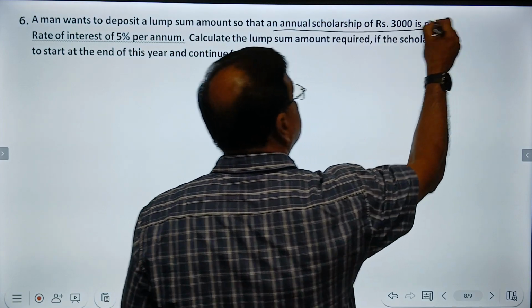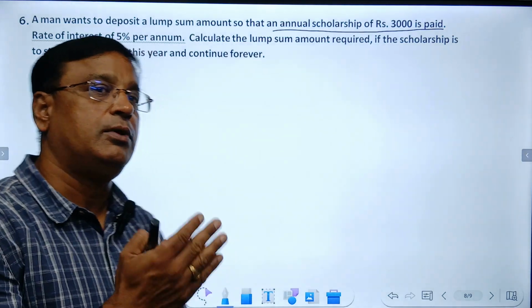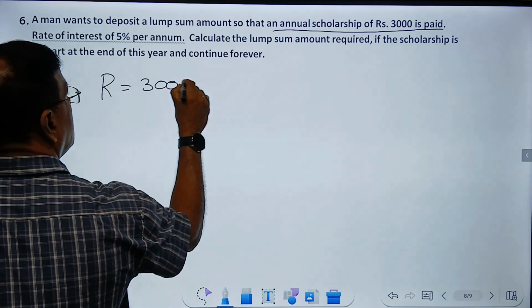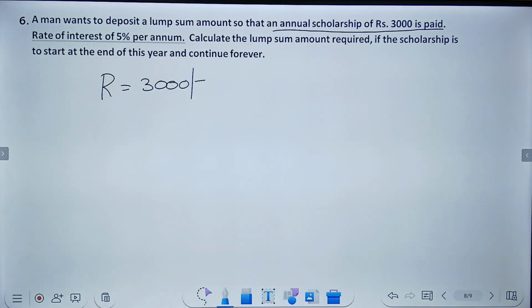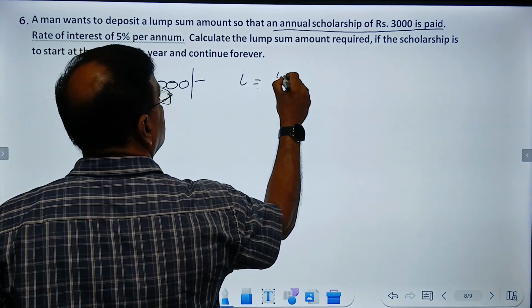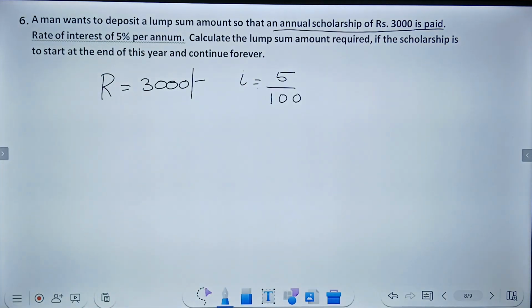A man wants to deposit a lump sum amount so that an annual scholarship of rupees 3,000 is paid. Annual scholarship of rupees 3,000 is paid means every year he is going to get a scholarship of 3,000. So that is my R. He is going to get it at the rate of interest. My rate of interest is 5 by 100.